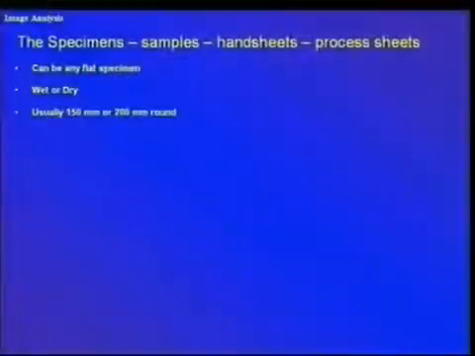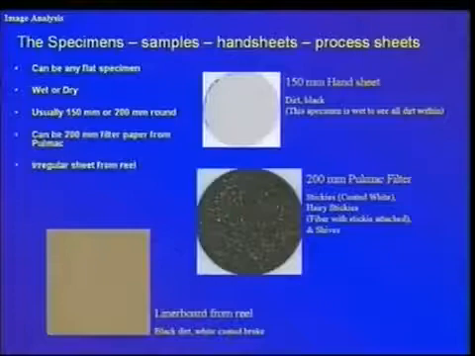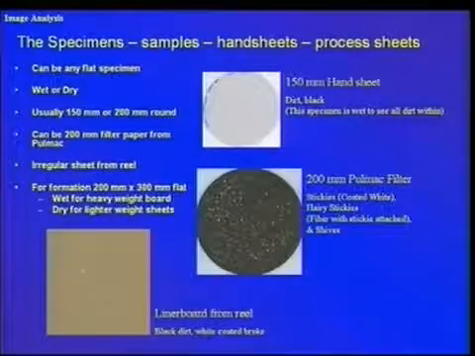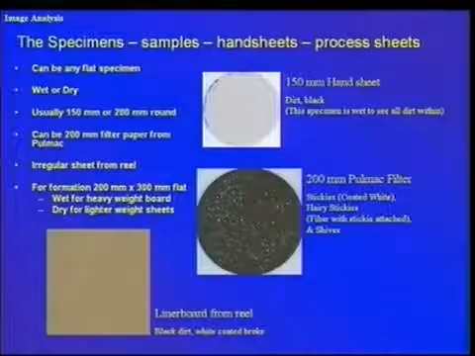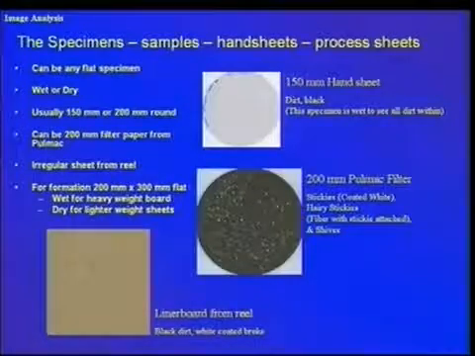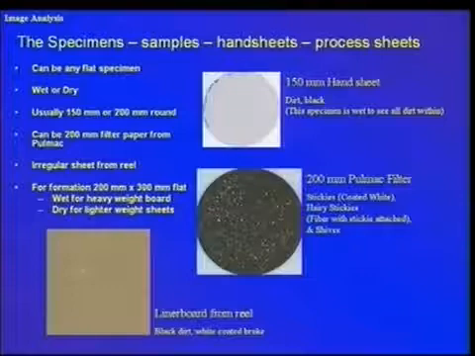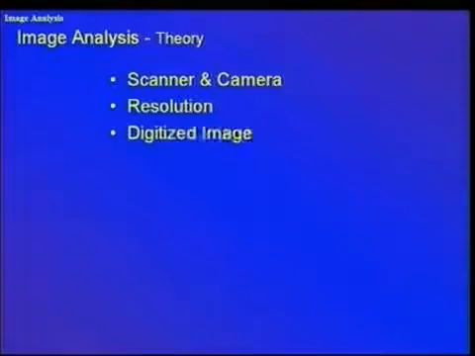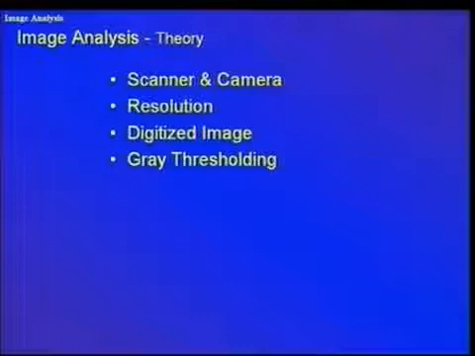What you see here are the types of hand sheets that can be analyzed. They can be dark, light, anything really from the process. There are two types of imaging devices, the scanner and the camera. The most important aspect of the measurement system is resolution.